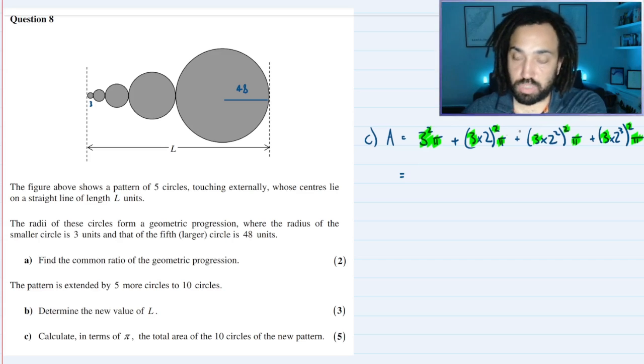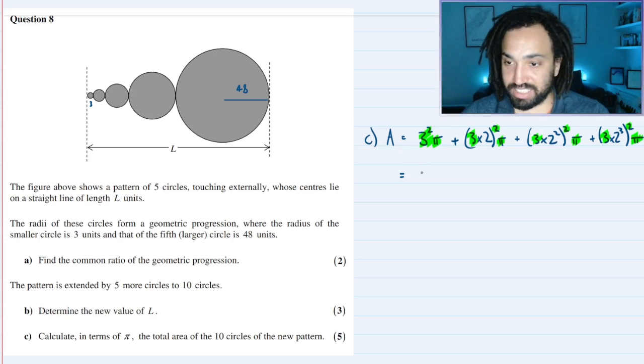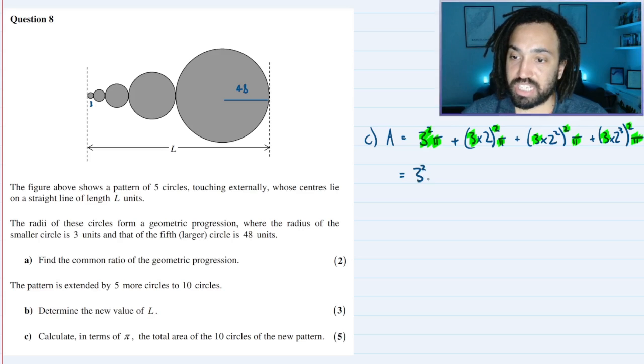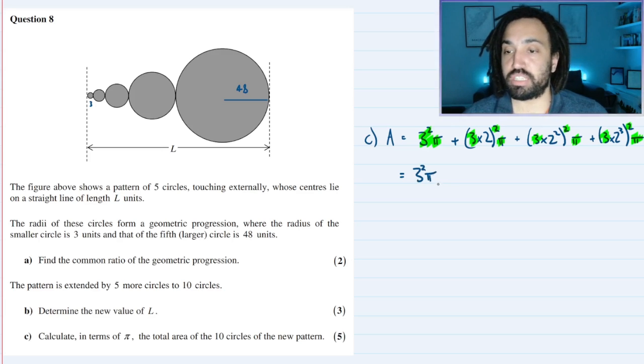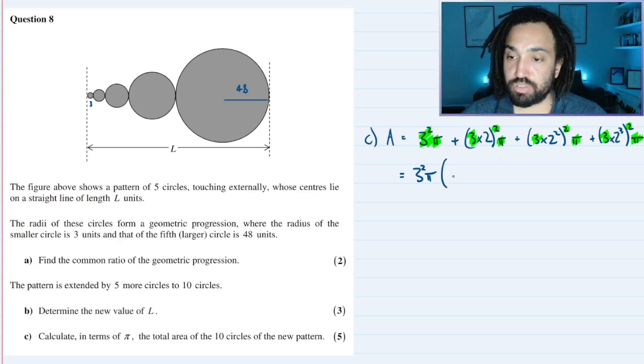Obviously there's going to be lots more. I haven't put the dots because I've run out of space. But anyway, this is just getting an idea of what we're doing here. So 3 squared pi can come out. So the first term will just be 1 after factorizing.